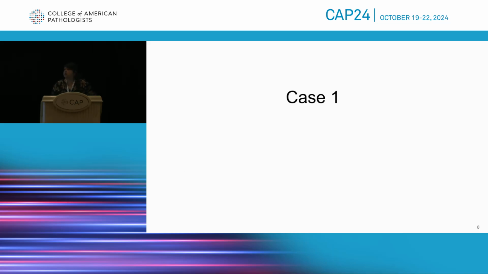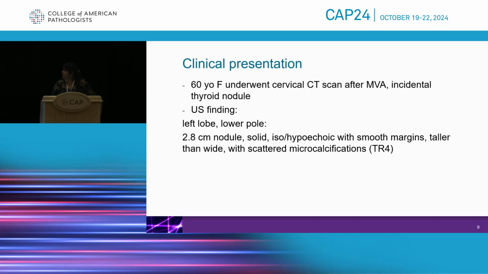So for this presentation, we will also present to you cases and go over our diagnostic challenges in a case-based manner. So my first patient is a 60-year-old female. She was involved in a car accident and she underwent a CT of her head and neck area. During that time, she was found to have an incidental thyroid nodule, like most of our patients. And this nodule was located in the left lobe, lower pole. It measured 2.8 centimeters approximately. It was isoechoic, solid, with smooth margins, and it was taller than wide. Some of these words for you are buzzwords, and we know.